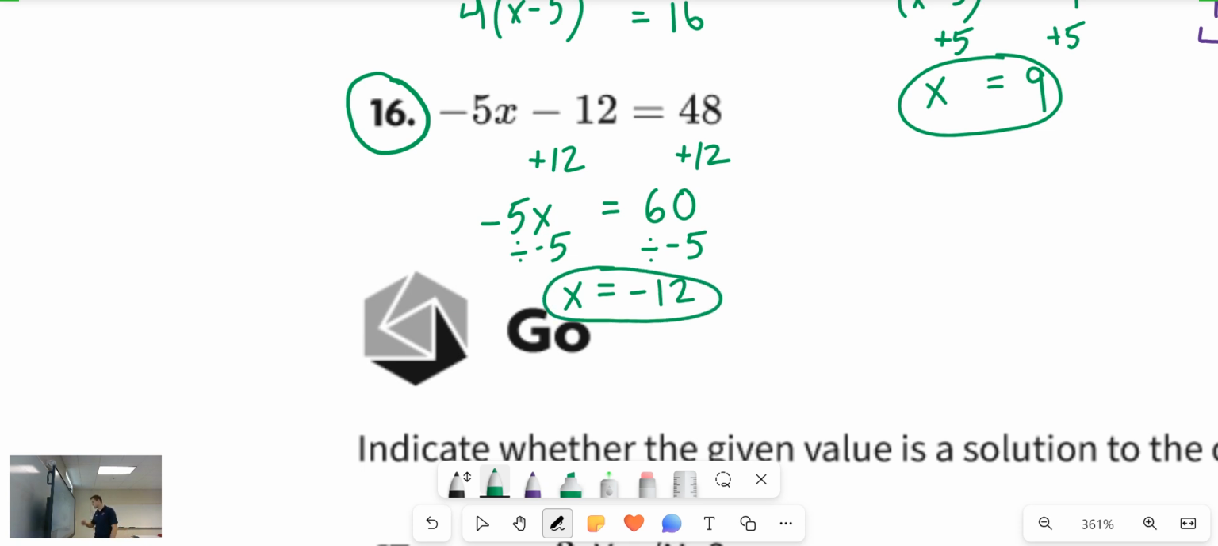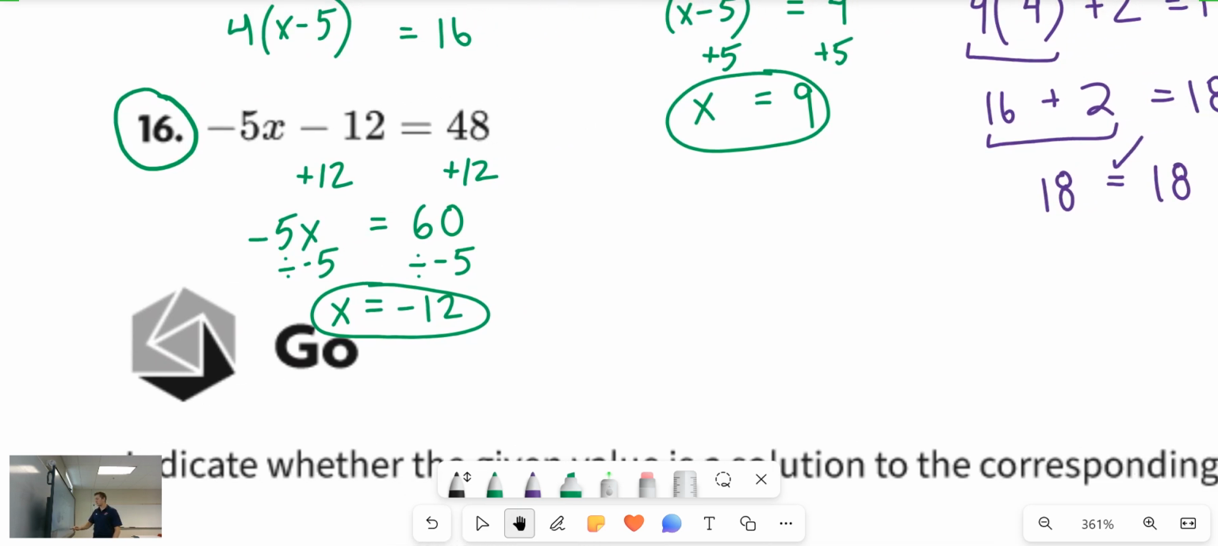That was our proposed solution, and let's check to make sure that's correct. So we're going to rewrite our original equation, but in purple. All right, we have negative 5 times, and I'm going to put parentheses here wherever we're putting the x. It's going to be negative 12, minus 12 equals 48.